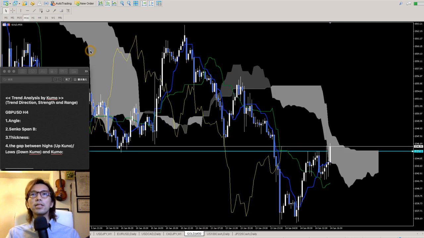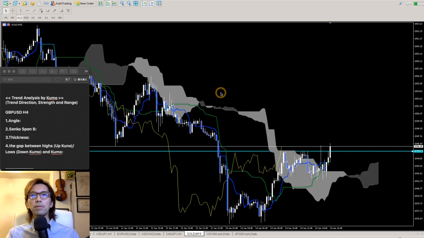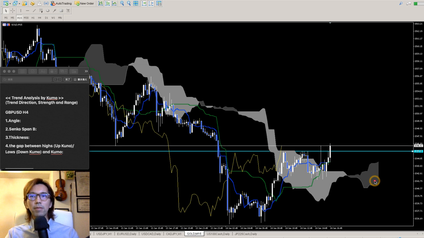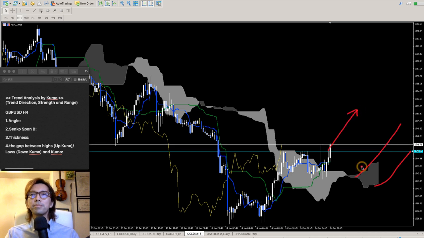Well, actually, this case might not be a good example, but let's say you look at the 15-minute chart, and let's say you see the bullish Kumo in the 15-minute chart, and the price keeps going up. Then, based on the 15-minute chart, you might think it's a buy, right?